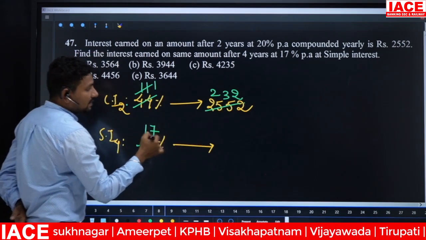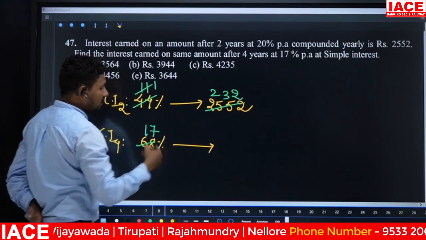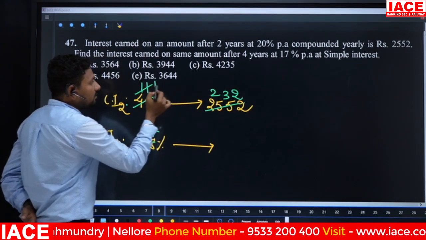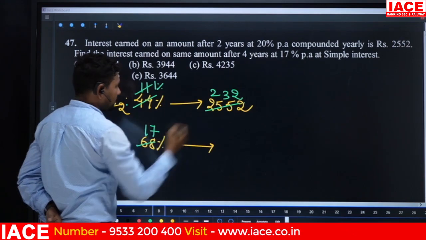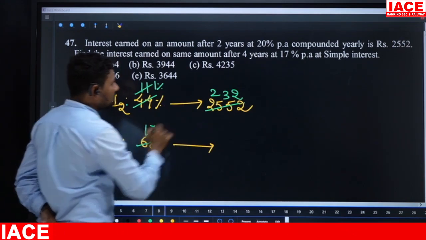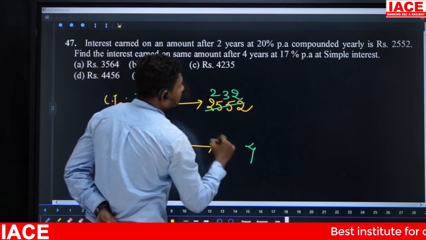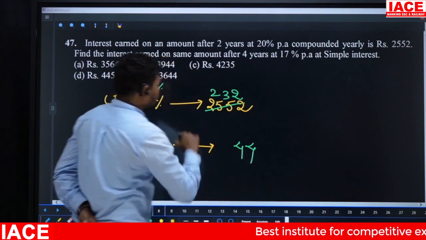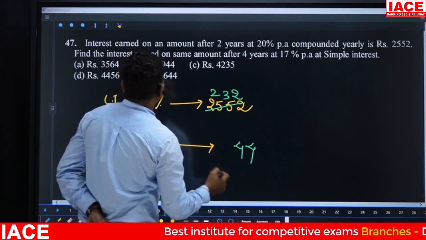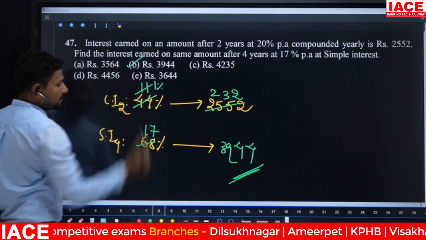We need the 17% value now. 44% is 2552, which is cancelled, and also 68 is cancelled, and 1% is equal to 58 and we need 17%. Here we should calculate overall. 17 2s are 34 and 17 3s are 51. 51 plus 3 is 54 and 17 2s are 34 plus 5 is 39. Then finally our answer is 3944. Our option is B.